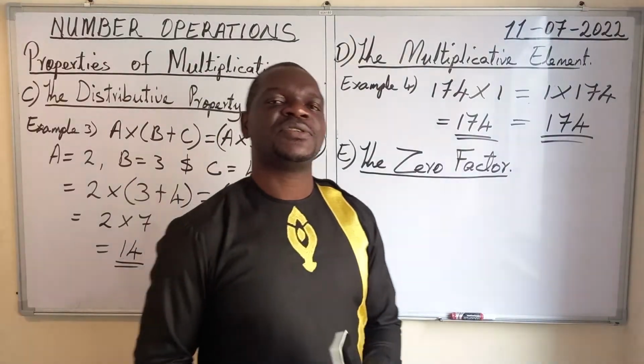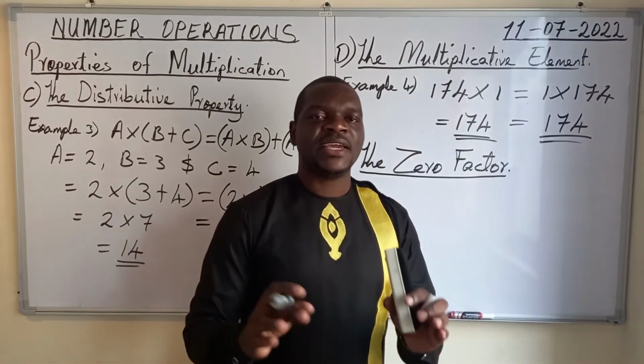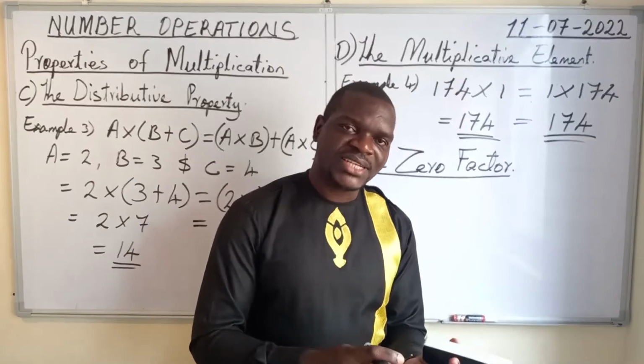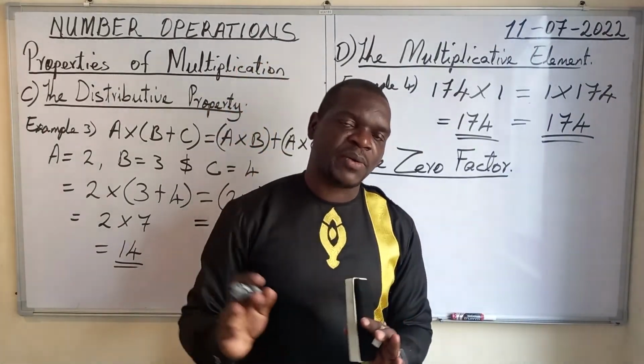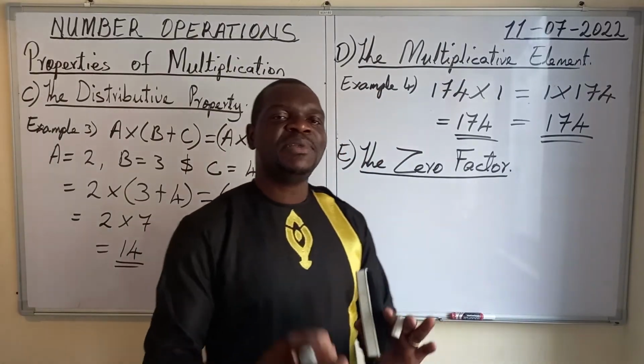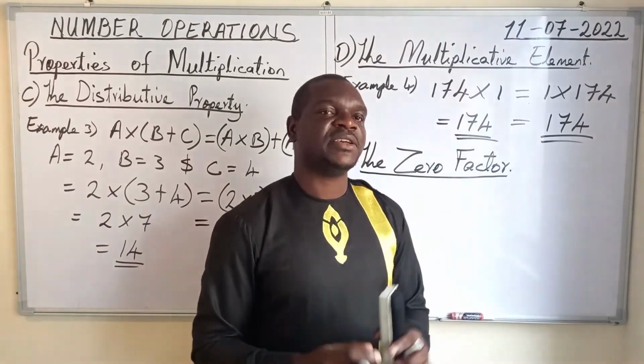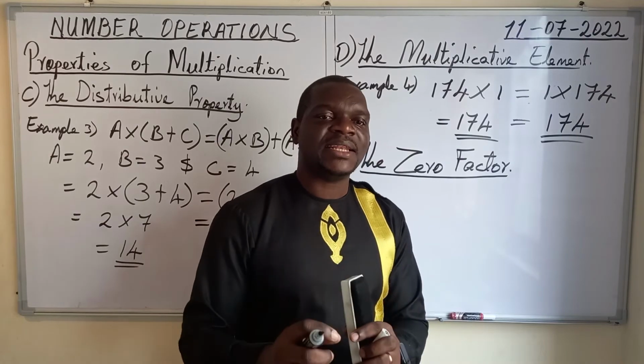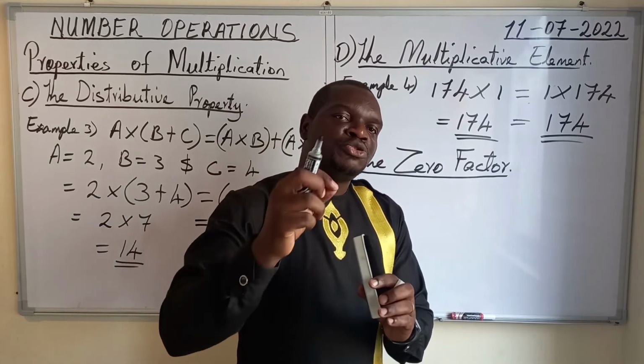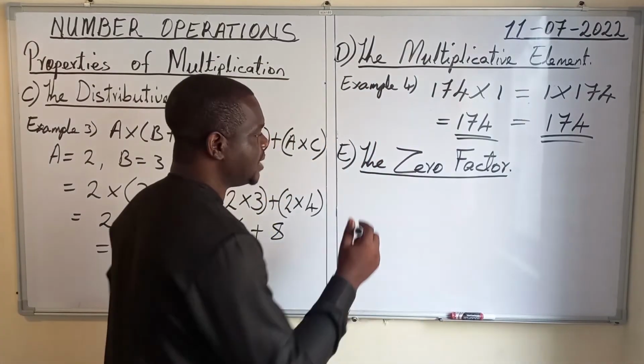The zero factor states that when you are multiplying a number by either 10, 100, 1,000, 10,000, or those powers, what you do is simply replace 1 in the power by the number. For instance, if you're multiplying a number by 10, then take that number and substitute 1 with it. Let's look at the example here.